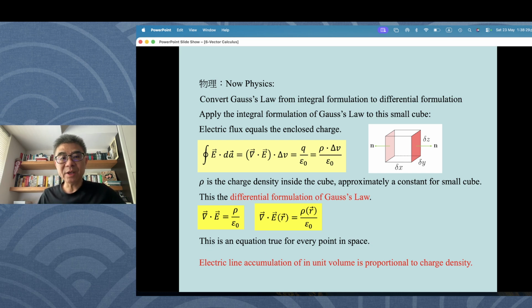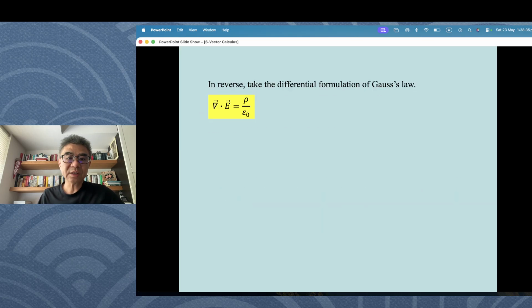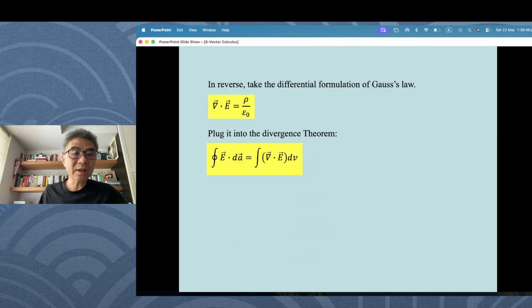Okay, so on this page, I derive the differential formulation from the integral formulation. Next page, I'm going to do it in reverse. I take this differential formulation as a fact. Now, I apply it and plug it into the divergence theorem.